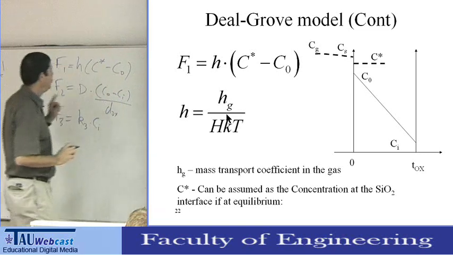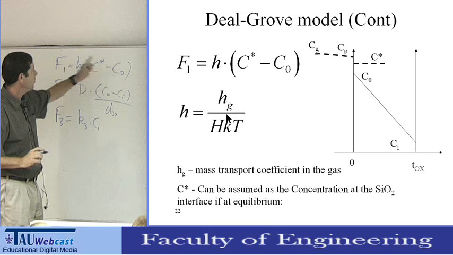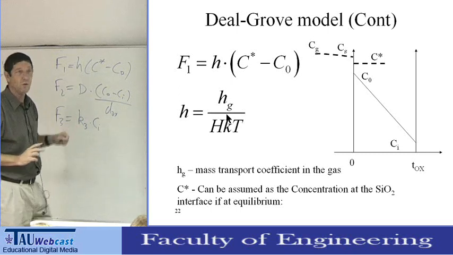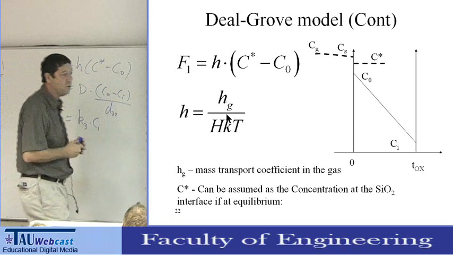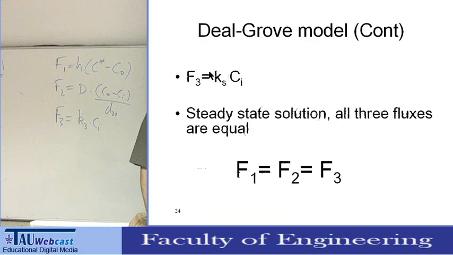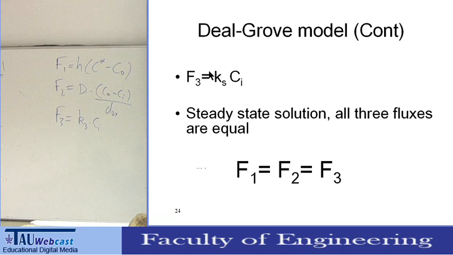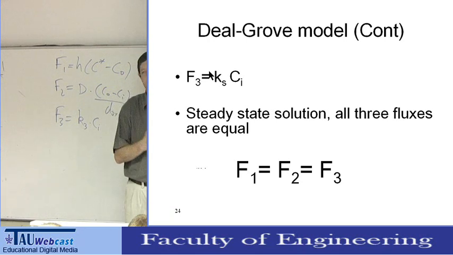Now, we have three unknowns: C0, Ci, and T oxide. K3 is a constant, which is a function of the reaction rate. It describes the reaction rate. It's typically an exponential function, exponentially increasing with temperature, and depends on the reaction rate at the surface.